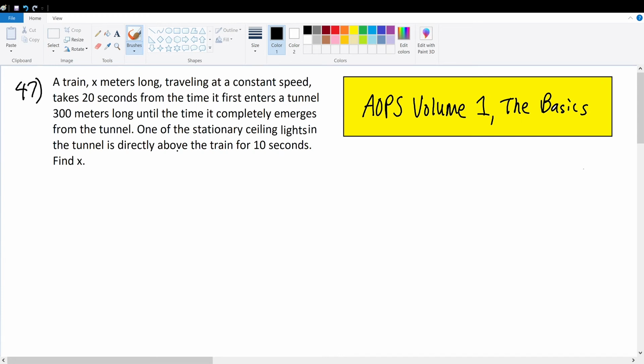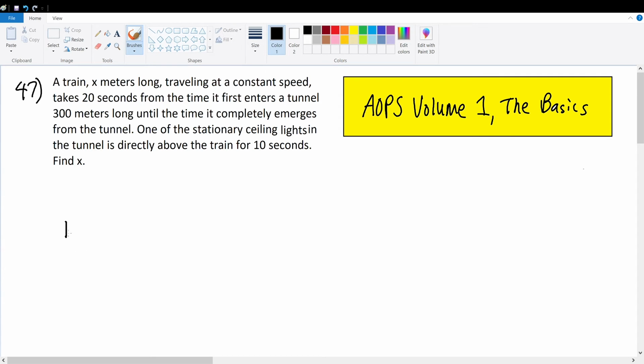AOPS Volume 1 The Basics number 47. A train x meters long traveling at a constant speed takes 20 seconds from the time it first enters a tunnel 300 meters long until the time it completely emerges from the tunnel. One of the stationary ceiling lights in the tunnel is directly above the train for 10 seconds. Find x. Alright, so we're already given what we need to find, so we don't need to suppose any quantities.